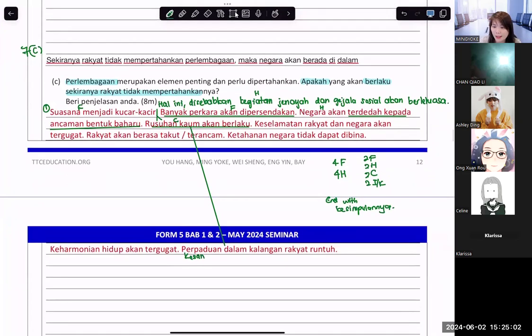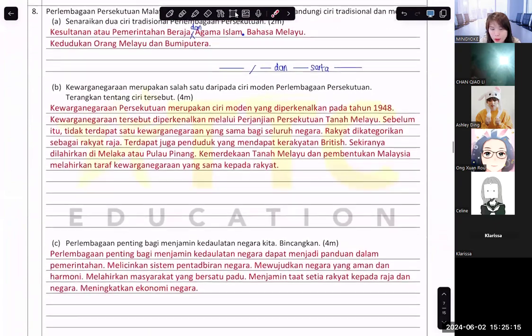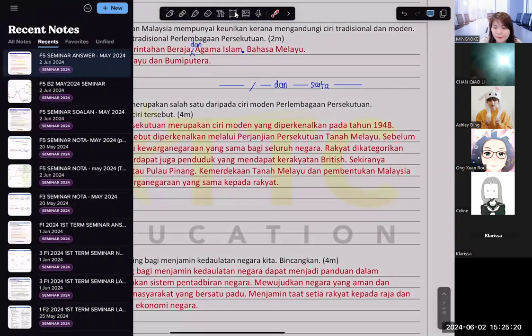So mix and match. I give you all these points for you to brainstorm, then create your own form of sentence. Understand? Next page. Not next page, next question. Question number 8. Okay, question number 8. Also the same.